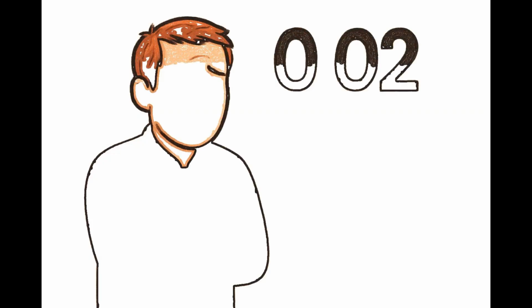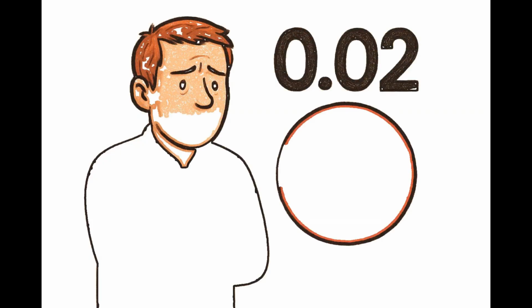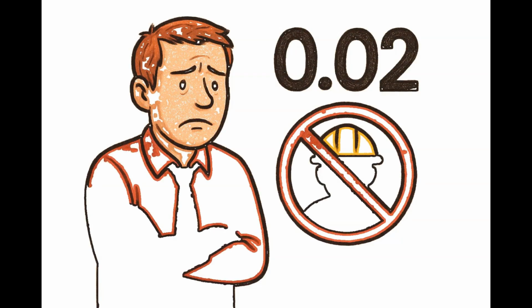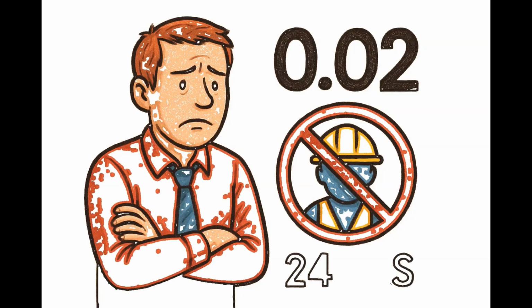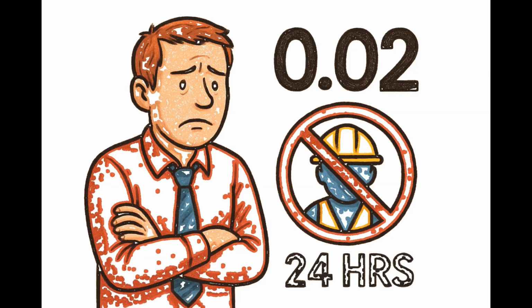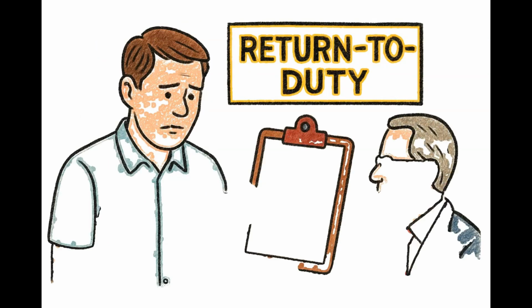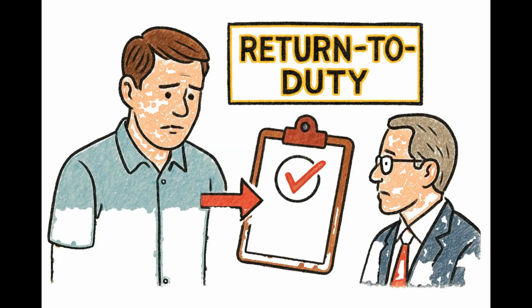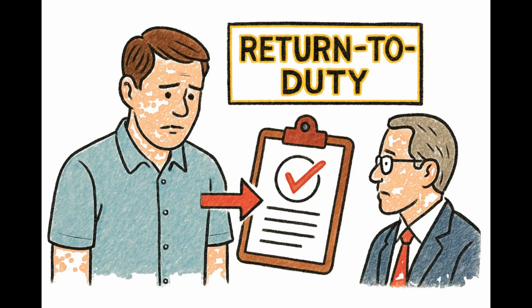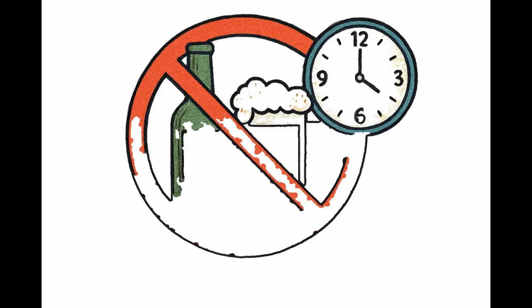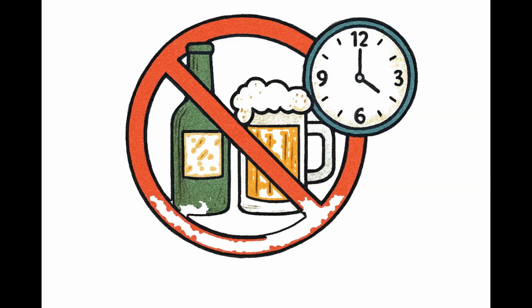If you test at 0.02 or greater, but less than 0.04, you are immediately prohibited from performing safety-sensitive duties for at least 24 hours. If you test at 0.04 or greater, it's considered a full-blown violation. You'll be removed from duty and required to go through the entire return-to-duty process with a SAP, just like with a positive drug test.